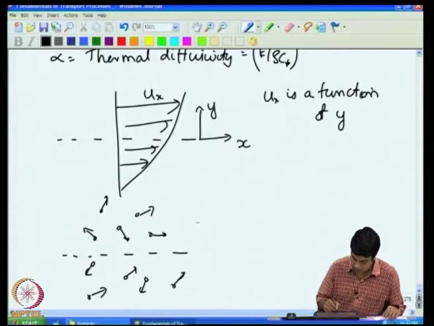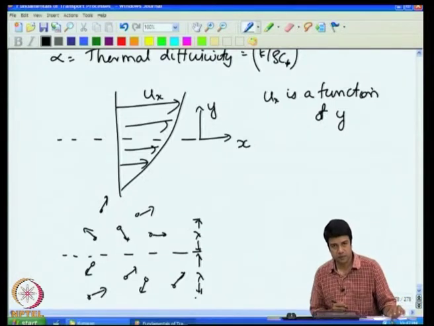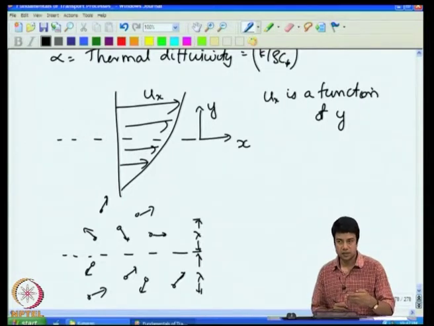Molecules that are coming downwards are coming from a distance of the order of the mean free path above the surface, whereas molecules going above are coming from a distance of the order of the mean free path below the surface. That means molecules that are coming downwards have a net higher momentum, molecules going upwards have a lower momentum. That results in a net momentum transport from above to below.